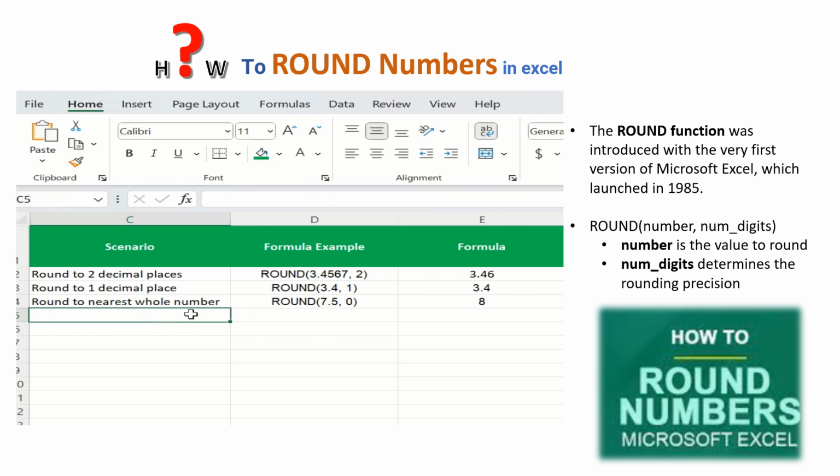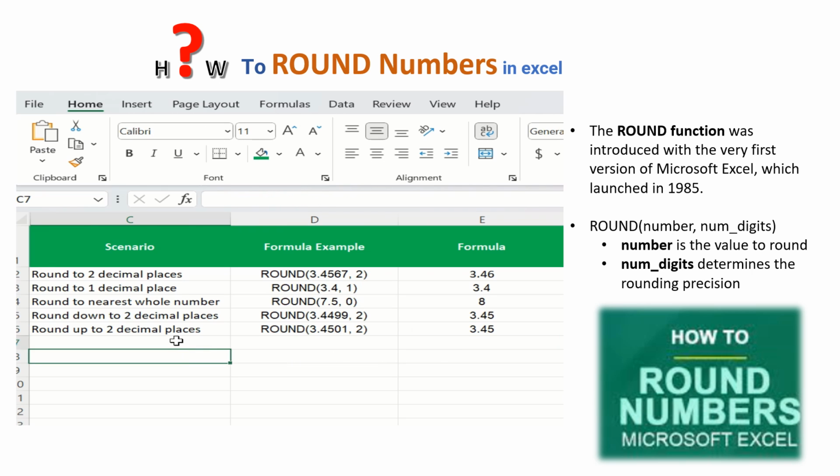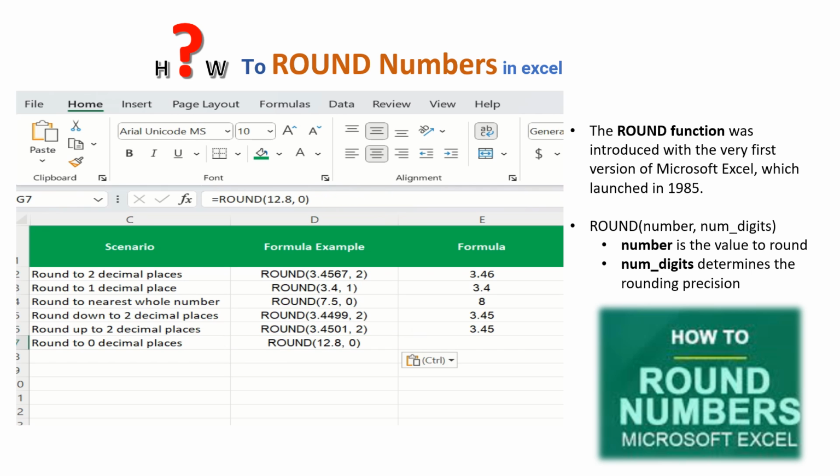Okay, the next one is round down to 2 decimal places. So now it is 3.45 round down up to 2 decimal places. So यहाँ पर अगर ये देखते हैं तो this is also the same. Now next example, round to 0 decimal places. Okay, so it will be 13 because ये 12.5 यहाँ ऊपर से है तो 13 दिखाएगा.